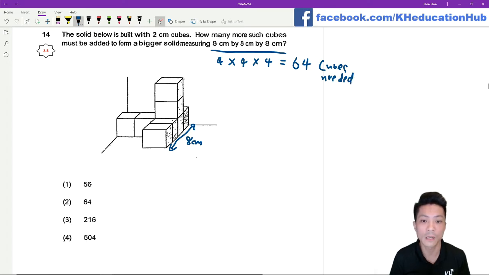Okay, but now I already have, how many cubes are there? 1, 2, 3, 4, 5, 6, 7, 8. Okay, I already have 8, which means that 64 minus 8 will give me 56. I'm going to need, okay, how many more? 56 more. Answer is number 1.